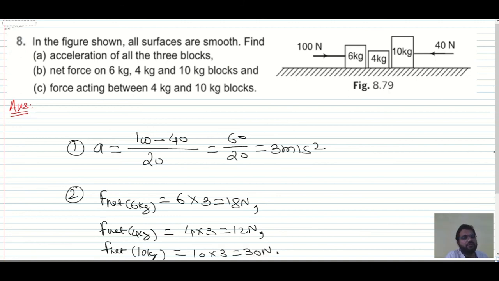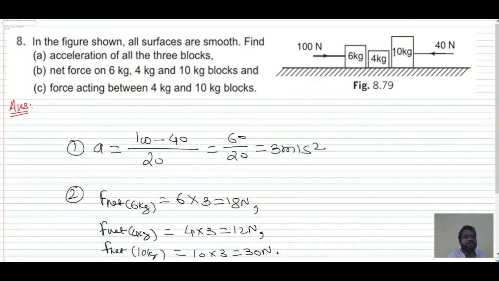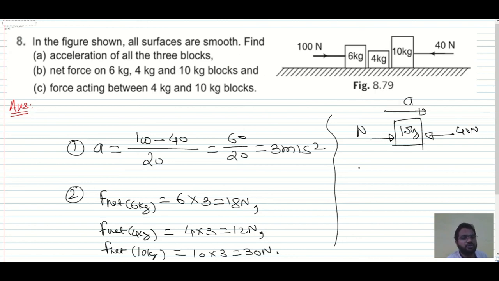Force acting between 4 kg and 10 kg. Okay. Now we want what is the force between 10 kg and 4 kg. So that is the normal force we want. So I'll just draw it on 10 kg. As you can see over here, normal force we have is in which direction? Is in this direction, and the 40 Newton is in this direction, and acceleration is in this direction. So the normal force we want N minus 40 must be equal to 10 into A, that is 30. So what is the normal force? 70 Newton. So I hope this is clear.